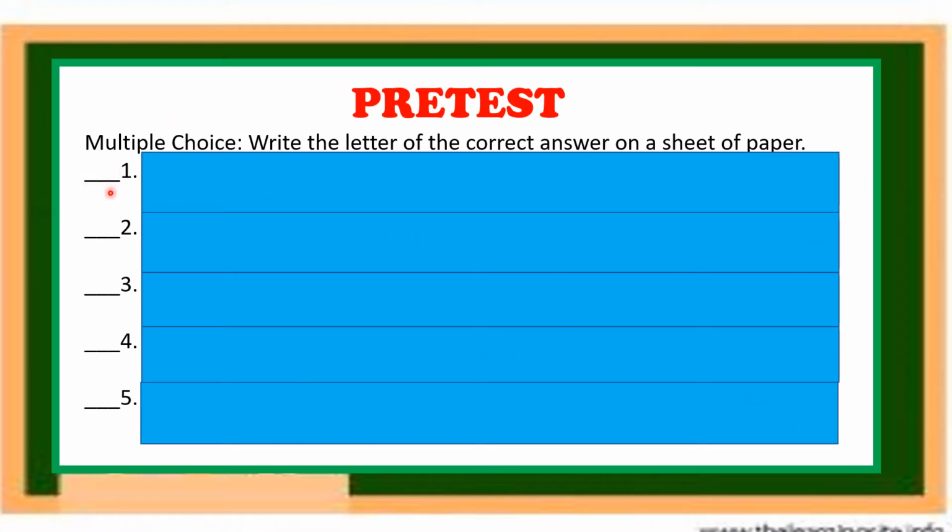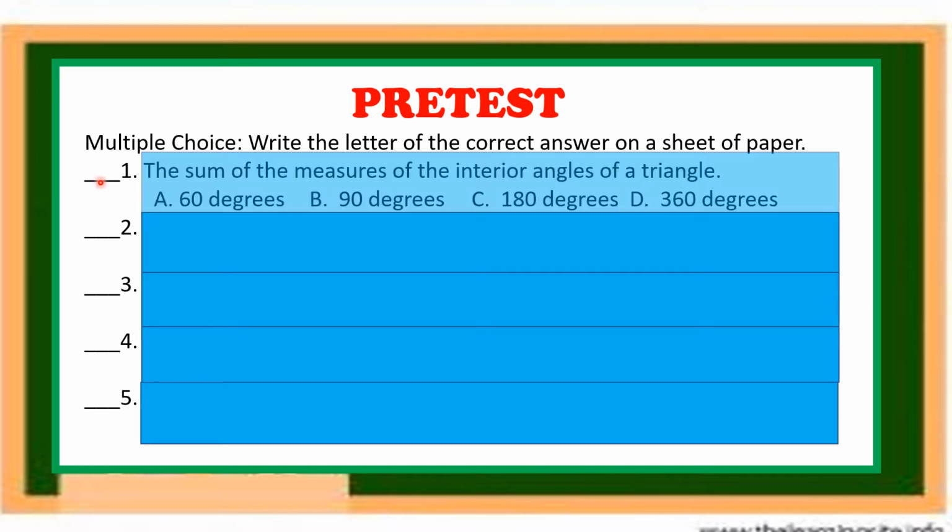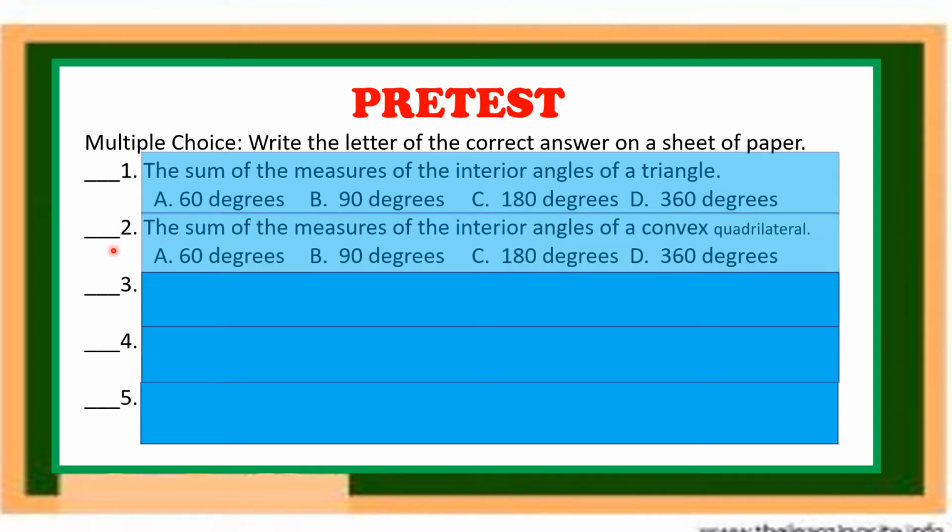Our pretest: multiple choice. Write the letter of the correct answer on a sheet of paper. Number 1. The sum of the measures of the interior angles of a triangle. Letter A, 60 degrees. Letter B, 90 degrees. Letter C, 180 degrees. Letter D, 360 degrees.